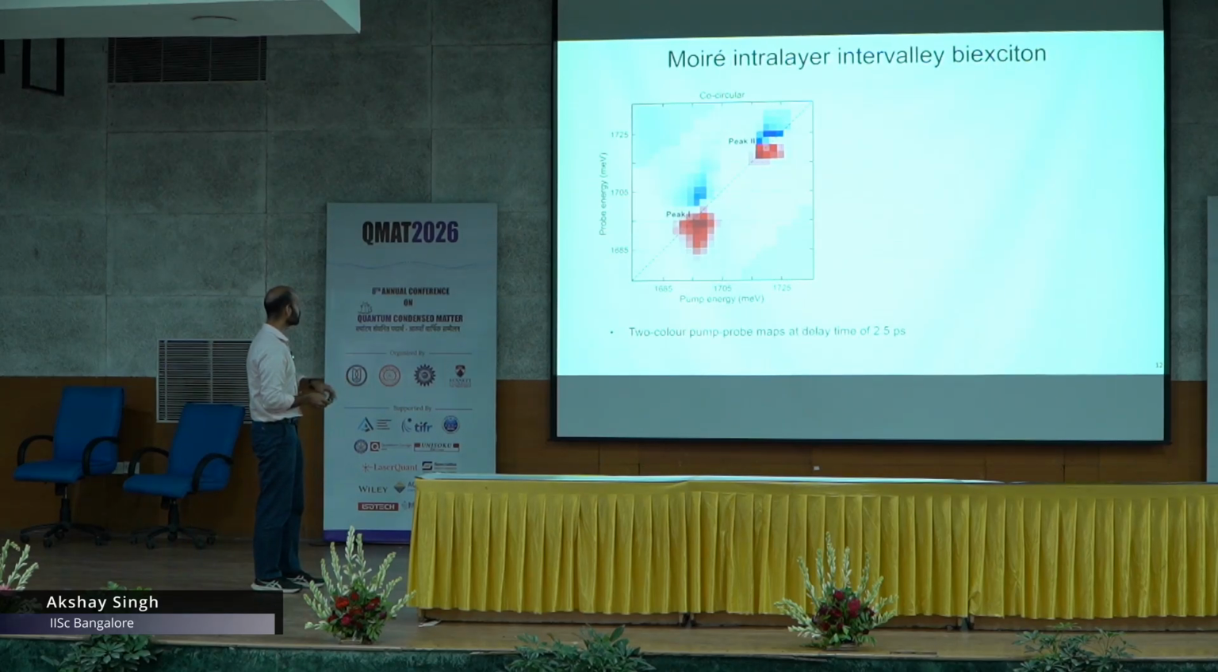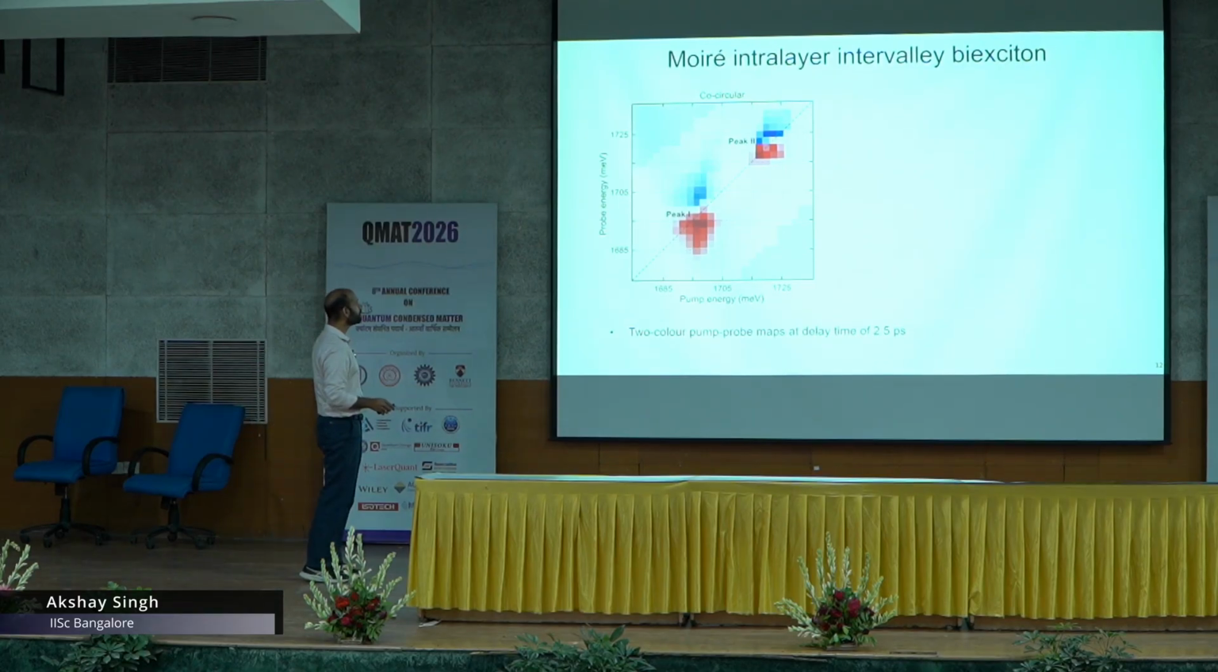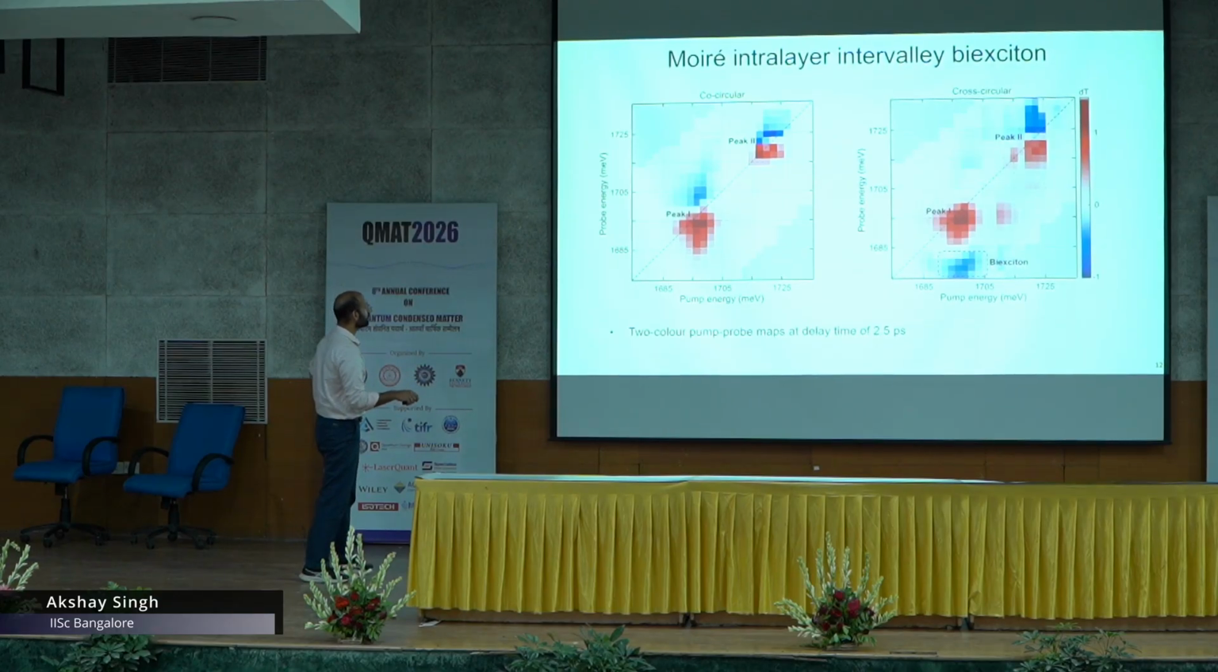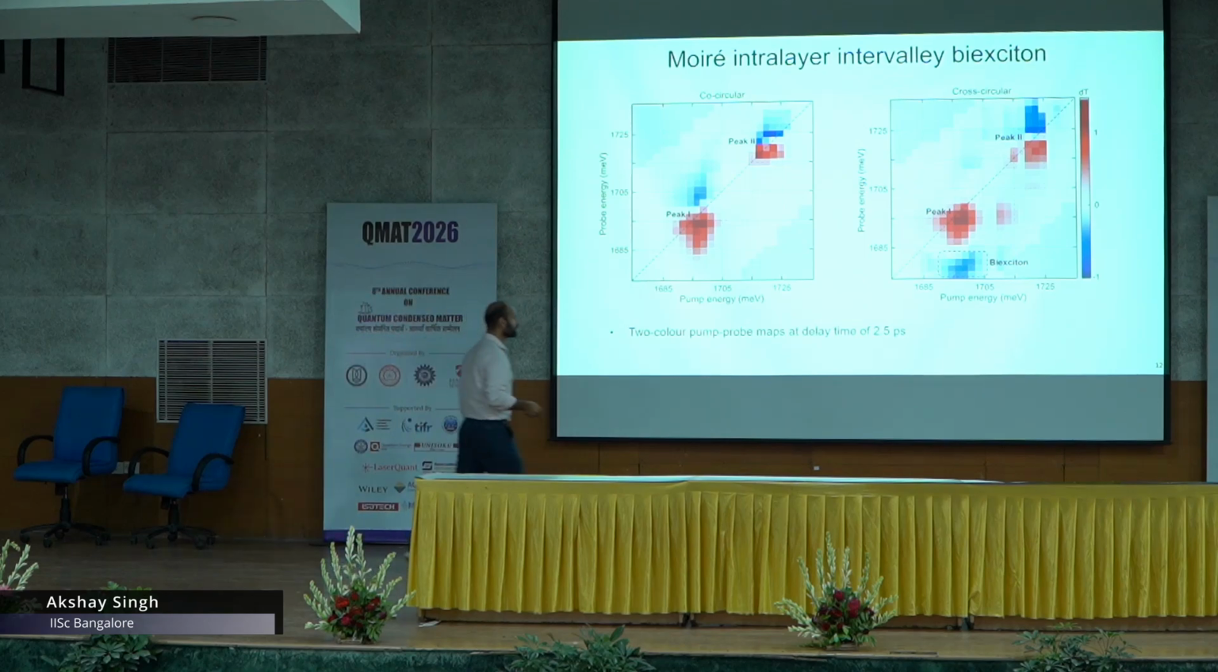There's one more detail. It's actually not a detail here, but maybe for this audience, what we can also do is full two-color pump probe spectroscopy. Pump energy we can vary on the x-axis, probe on the y-axis, and we can do co-circular and cross-circular polarization. On this diagonal, this is the boring degenerate energy plot. But what is beautiful about these measurements is we can look at this induced absorption peak here. This is a biexciton peak.